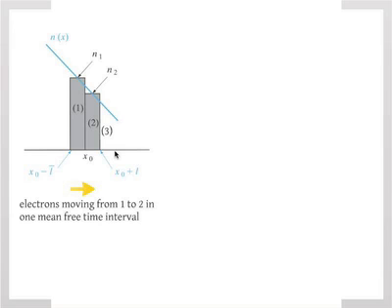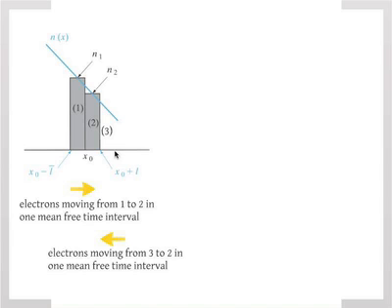Okay, so the electrons moving from block 1 to block 2, in one mean free time interval. Recall mean free time was the average time between collisions. It is related to the mean free path, as we will talk about, but they're two different things. Mean free time is what we talked about before. We talked about lattice scattering as well. It's just the average time.